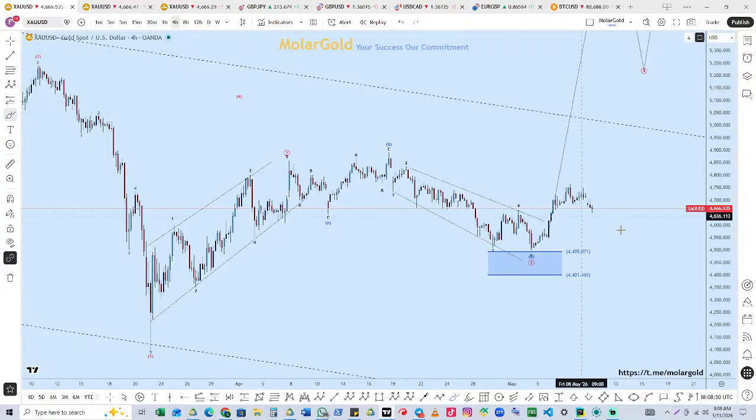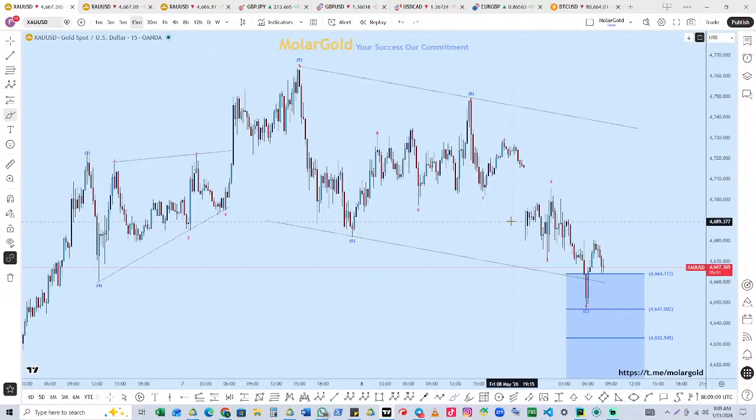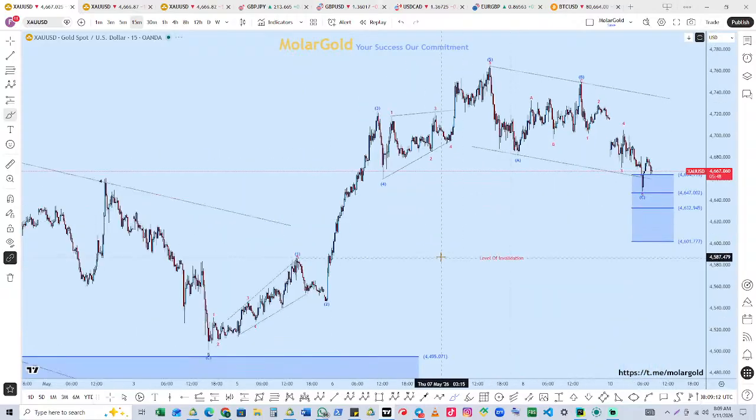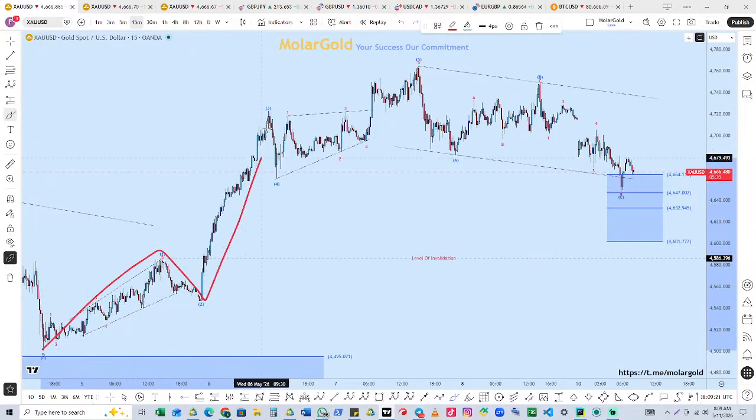Now let's go into the 15 minutes. Now that we have the idea that this is an ABC correction and price has broken out of the triangle already and we are moving out, it's quite interesting that we go into the 15 minutes. This is the 15-minute chart. And last week we had this beautiful 5-wave move. So with 1, with 2, with 3, with 4, and then with 5, we have ended.